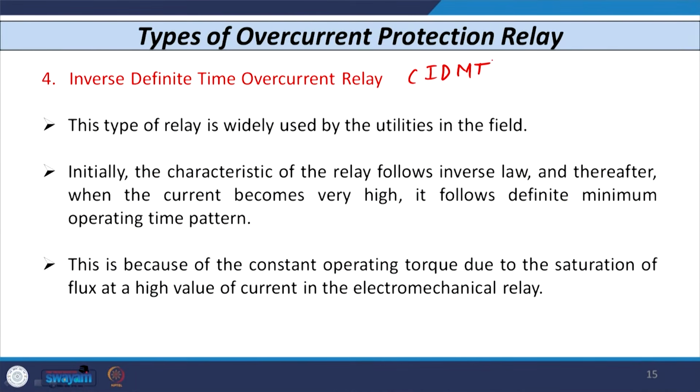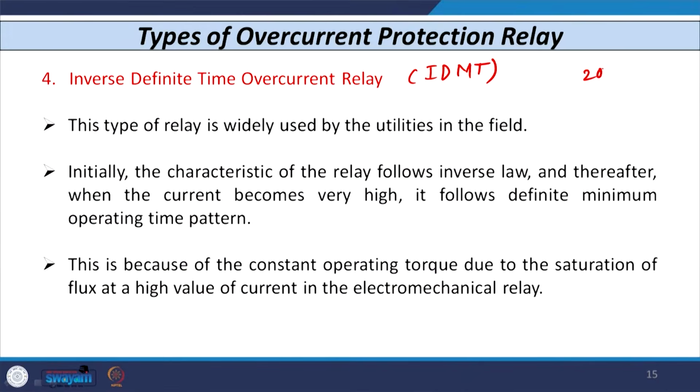The fourth type of relay is known as the inverse definite minimum time overcurrent relay. This relay is known as the IDMT type relay. This is the most widely used relay because the operating principle of the inverse definite minimum time relay is achieved by two different relays. One is the inverse overcurrent relay and the other is the definite minimum time delay relay.